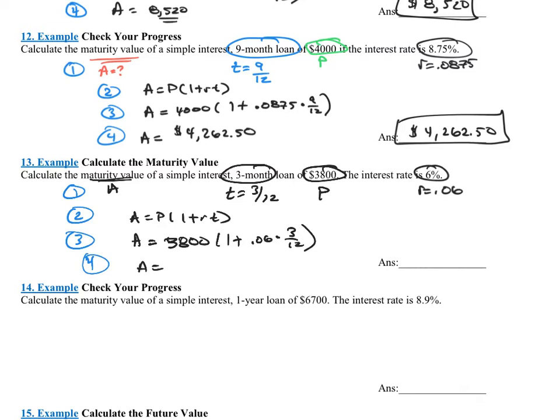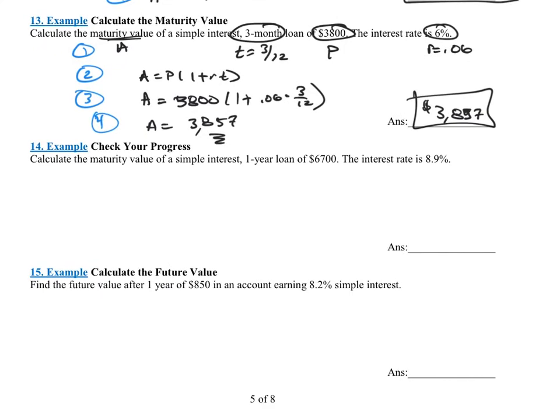I'm getting a total, again, it should be more than $3,800. I'm getting $3,857. So $3,857. Okay. Let's move on to example 14.